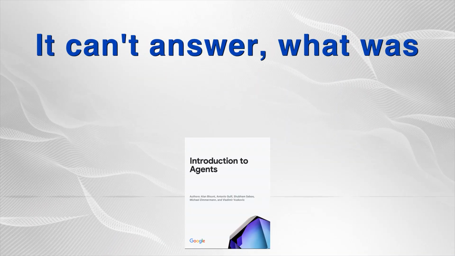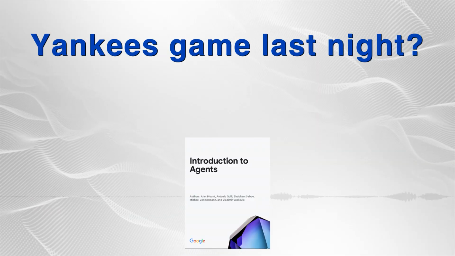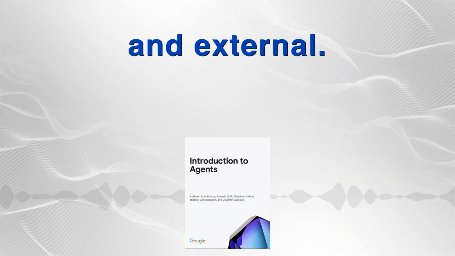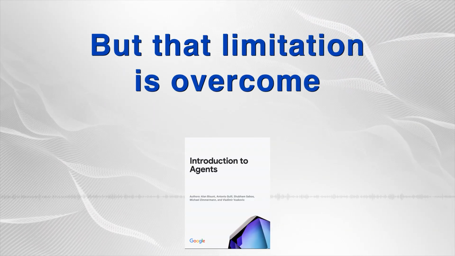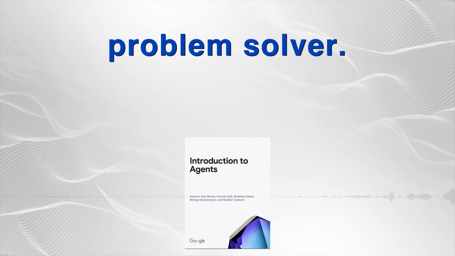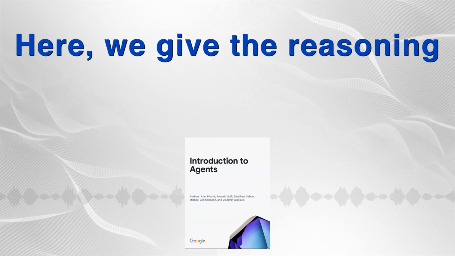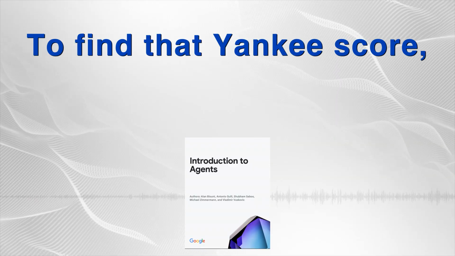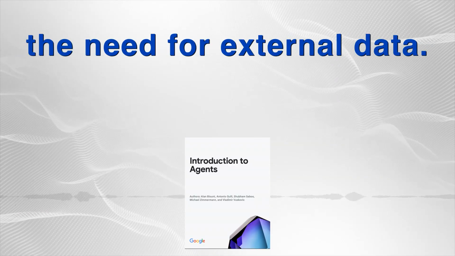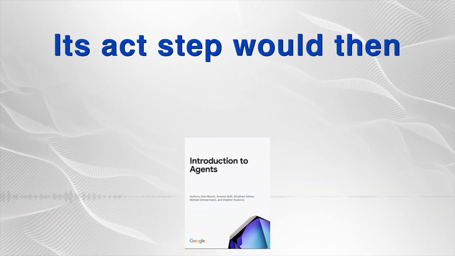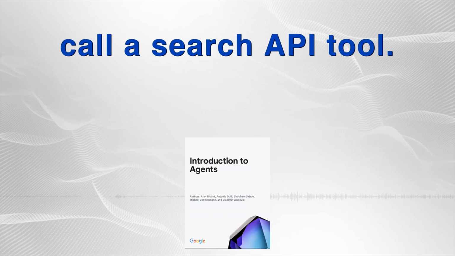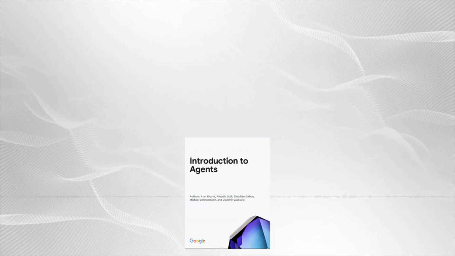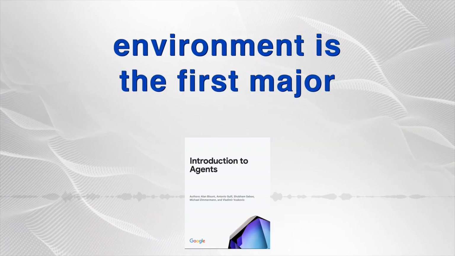It can't answer "what was the final score of the Yankees game last night?" because that information is new and external. But that limitation is overcome at level 1, the connected problem solver. Here, we give the reasoning engine access to tools. Now it can interact with the world. To find that Yankees score, its think step would identify the need for external data. Its act step would then call a search API tool. And its observe step would see the score, allowing it to synthesize a factual answer. That connection to the external environment is the first major leap.